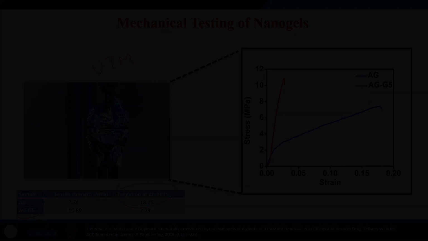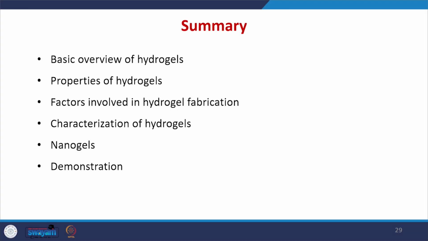As a summary, in today's lecture, we have learned about the basic overview of hydrogel and nanogel. We also learned about the properties of hydrogels and what are the various factors involved in the hydrogel fabrication. We also learned how to characterize the hydrogels, and by practical demonstration, we also learned how to synthesize hydrogel and nanogel.